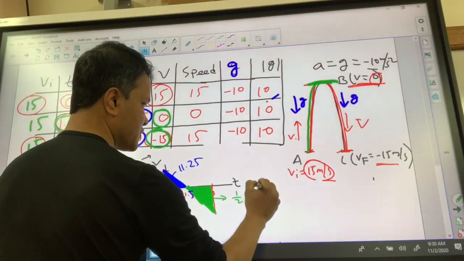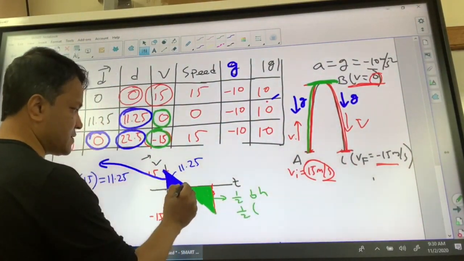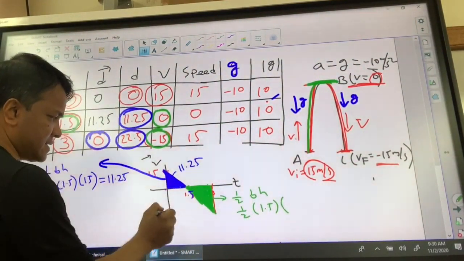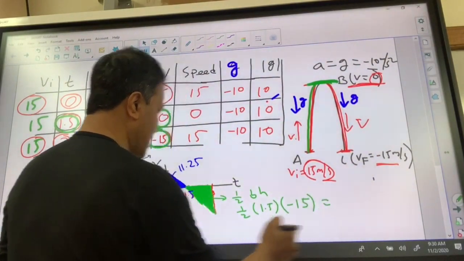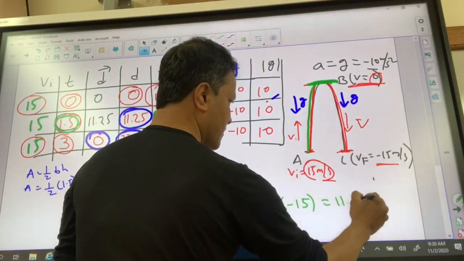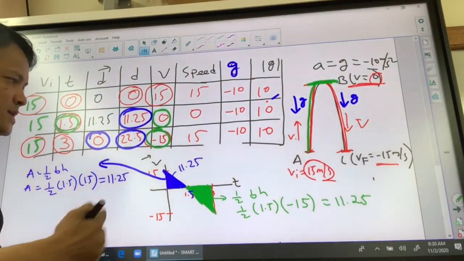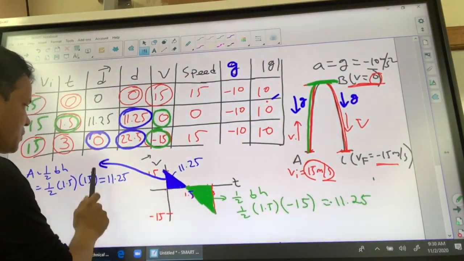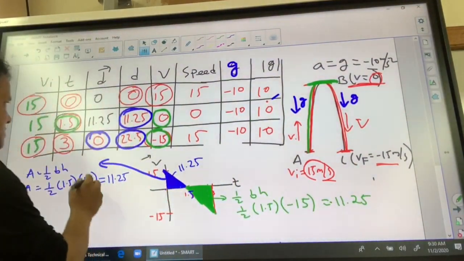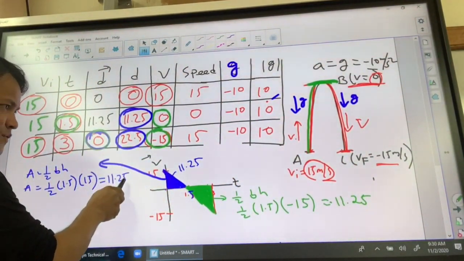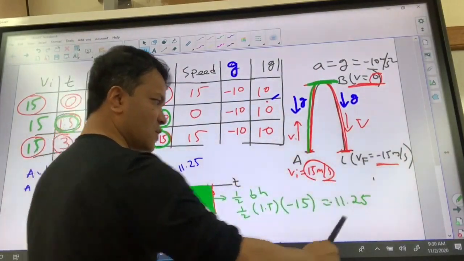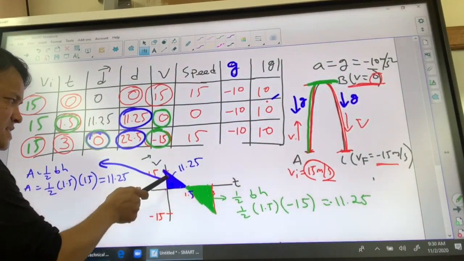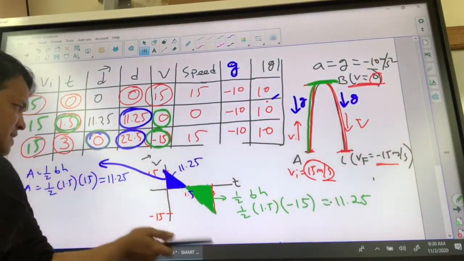So half bh. The b is the base, which here is 1.5. And h is the height. The height is negative 15. So it's negative 11.25. Okay. All right. So what does that mean? I forgot to put negative. So positive 11.25, negative 11.25, displacement is 0. Since this is negative, you take the absolute value and make it positive 11.25. That's 22.5, the total distance. Total distance is blue plus green. Total displacement is blue minus green.